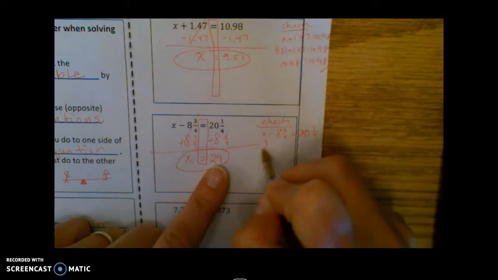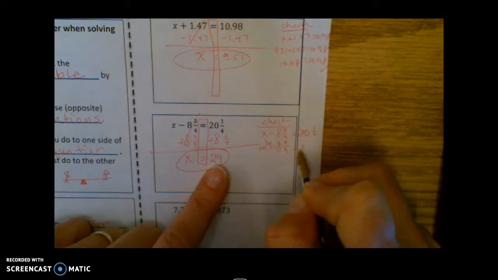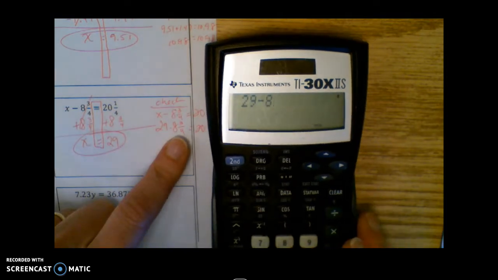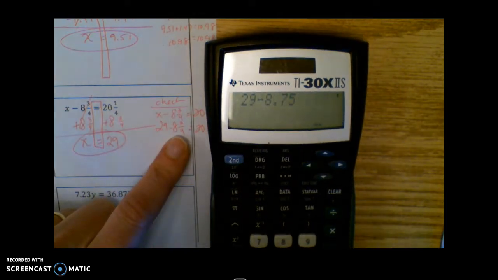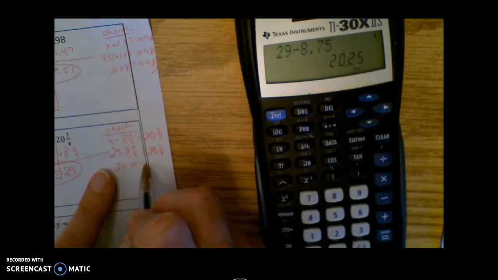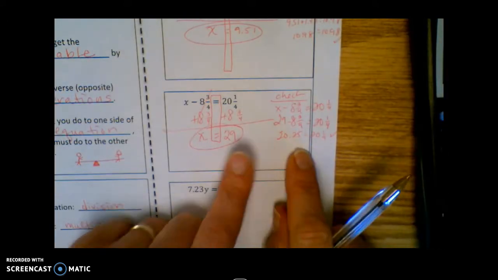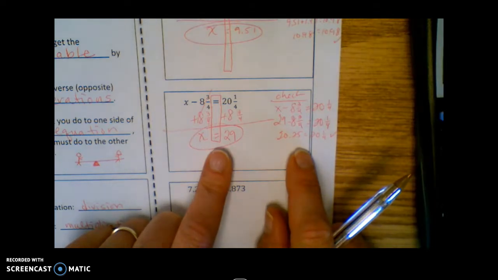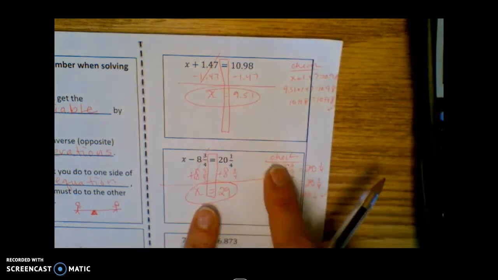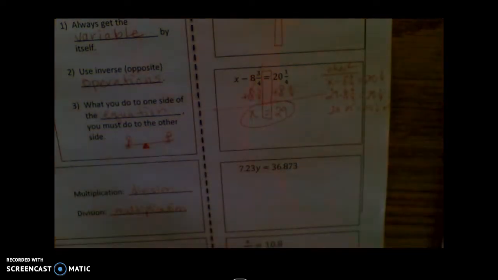Checking your answer, we have to make sure 29 minus 8 3/4 really does equal 20 1/4. So I'm going to plug it in, and then I can show you something on the calculator. Did you know that 8 3/4 is the same as 8.75? And I get the answer 20.25. Well, guess what? 20.25 is actually the same as 20 1/4. So I can show that that checks. This is the correct solution to my equation. So we've practiced an equation that needed us to subtract, and one that needed us to add. So we're going to move on and see what we have now on this question.